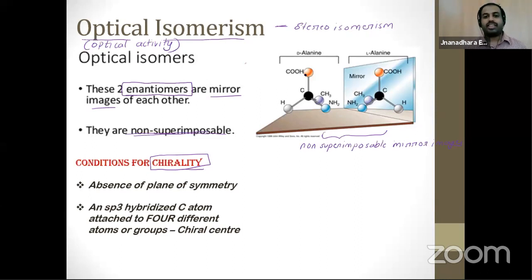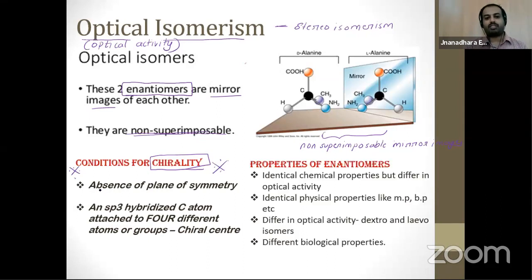So scientists have given us two indicators using which one can figure out whether a given molecule is chiral or achiral. Please concentrate on this. Very, very important. To know whether a molecule is chiral or not, whether it exhibits enantiomerism or not, whether it is optically active or not, these are two important conditions. One, absence of plane of symmetry. There should be no plane of symmetry.